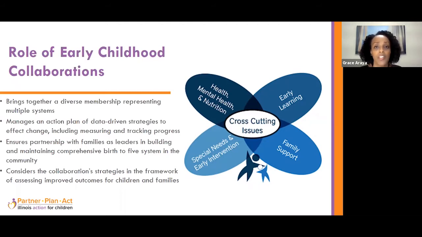And family partnership is a key part of the role of early childhood collaborations, right? Families being the leaders in building and maintaining that comprehensive birth to 5 system in the community. And really all this is done within that framework of thinking about how we are improving outcomes for children and families.